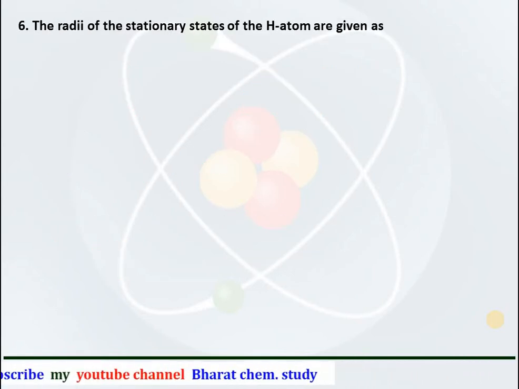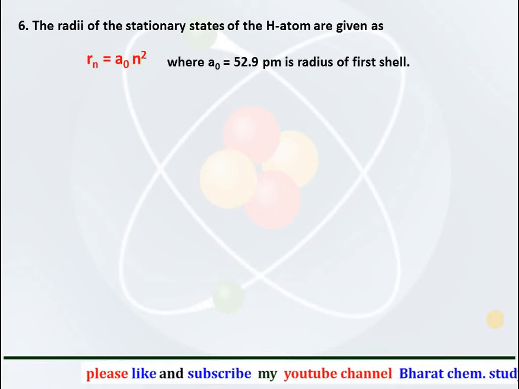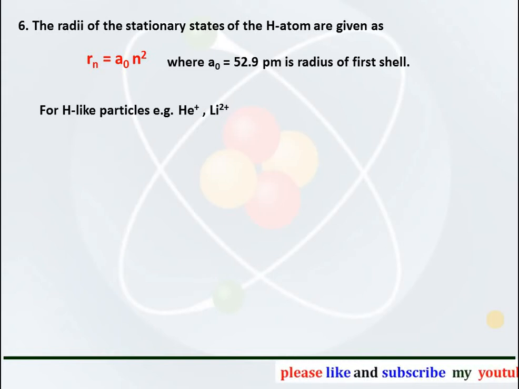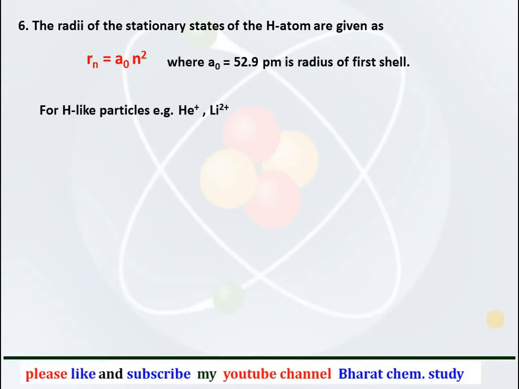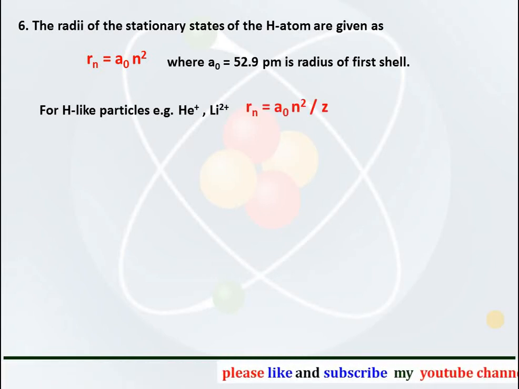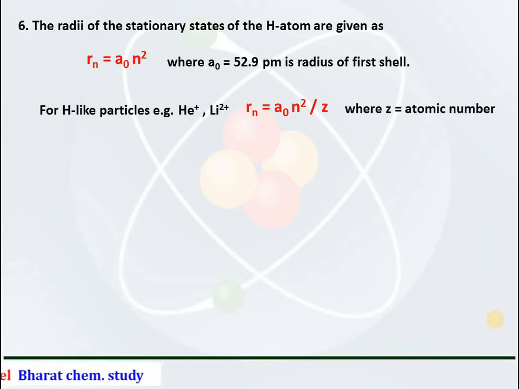The radii of the stationary states of the hydrogen atom can be given by rn is equal to a0 n square, where a0 is equal to 52.9 picometer and is the radius of the first shell. For hydrogen-like particles like He+ or Li2+, which have a single electron as present in hydrogen, rn is equal to a0 n square upon Z, where Z is the atomic number.